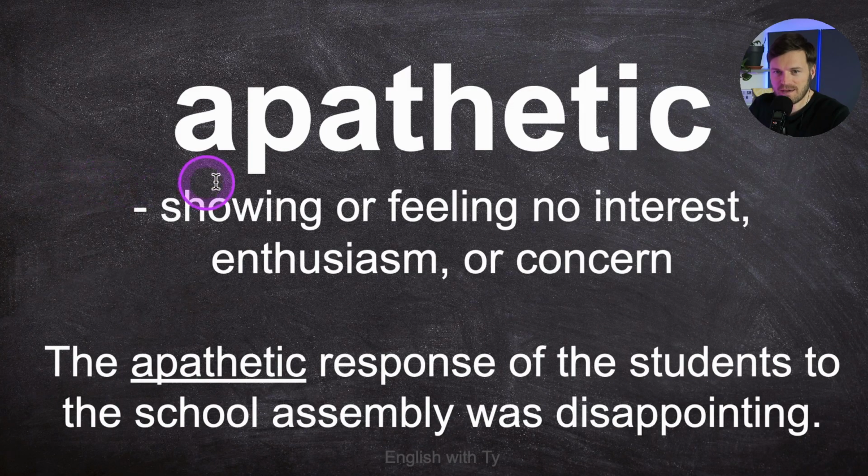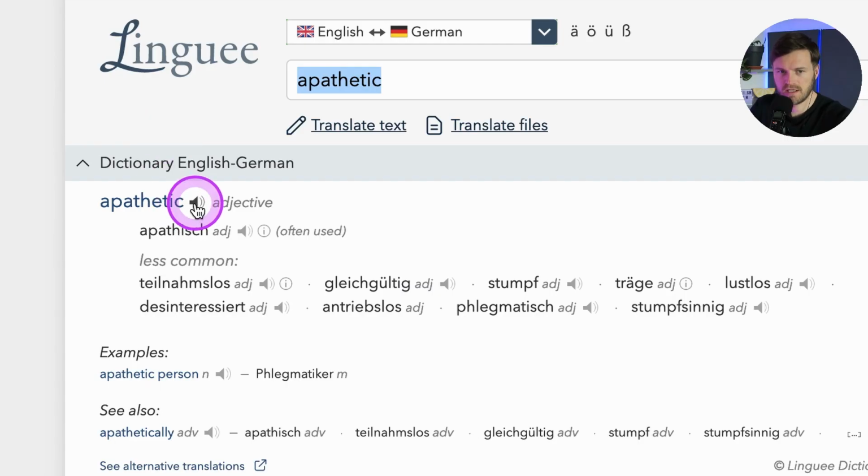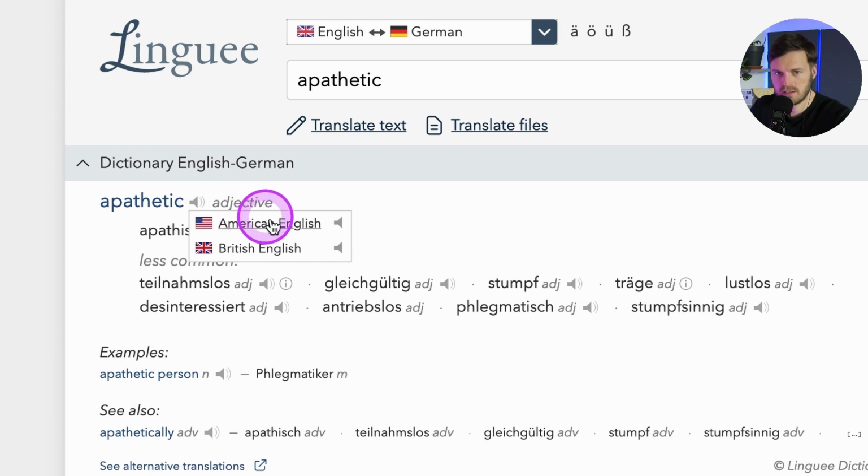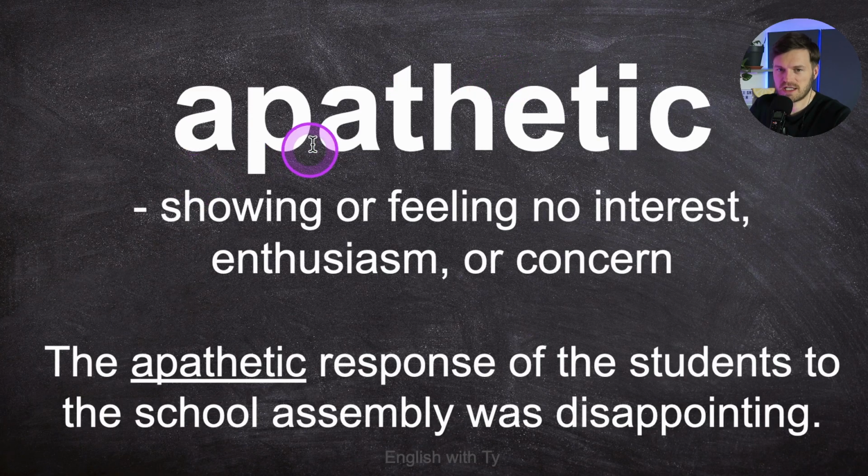The following word is apathetic. A-P-A-T-H-E-T-I-C. Apathetic. And that means showing or feeling no interest, enthusiasm, or concern. Let's listen to the different ways of pronouncing it again. Here's the American way of saying it. Apathetic. And here's the British English pronunciation. Apathetic. So it's the same really in British English and American English if you ask me. Apathetic. And again, it means showing or feeling no interest, enthusiasm, or concern.